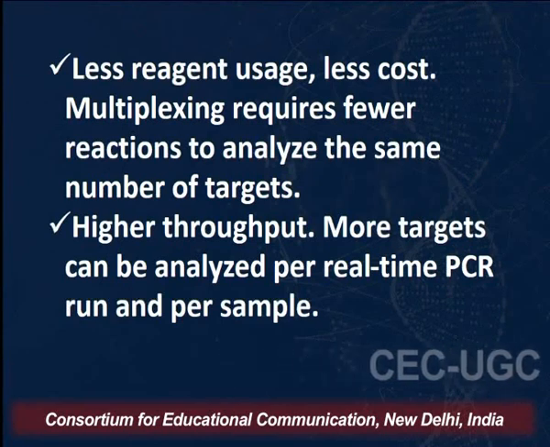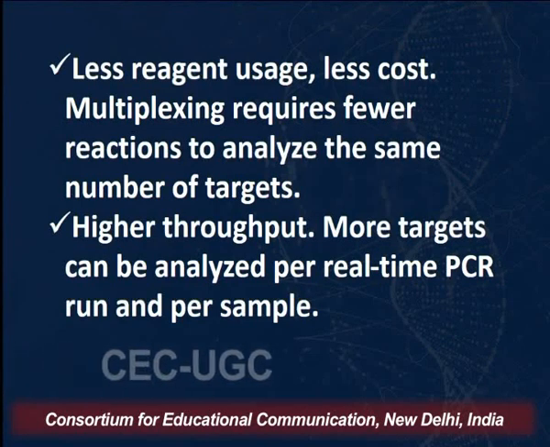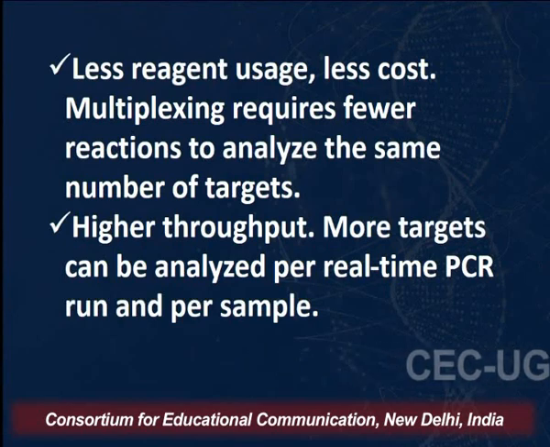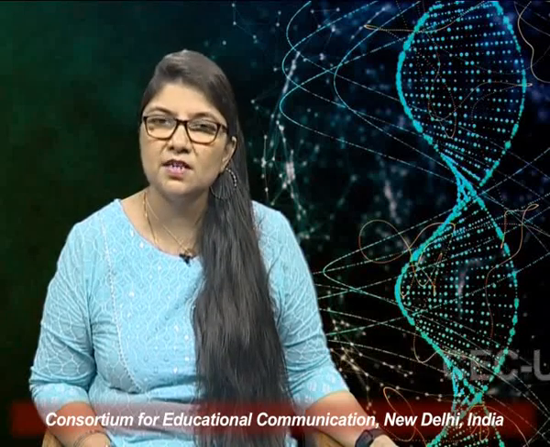Multiplexing requires fewer reactions to analyze the same number of targets. There is a higher throughput for this multiplex PCR. More targets can be analyzed per real-time PCR run and per sample. Obviously, this will reduce the cost as well, because less reagent is used. So, there are many advantages that multiplex PCR gives.